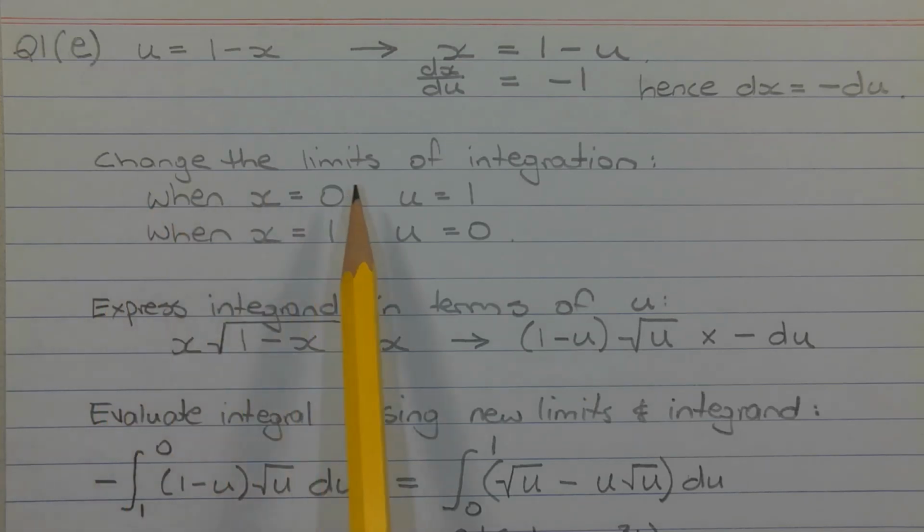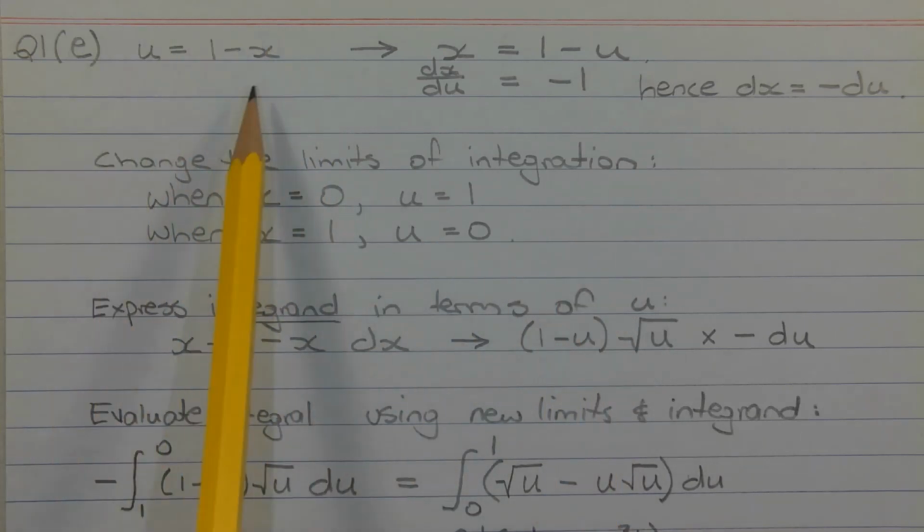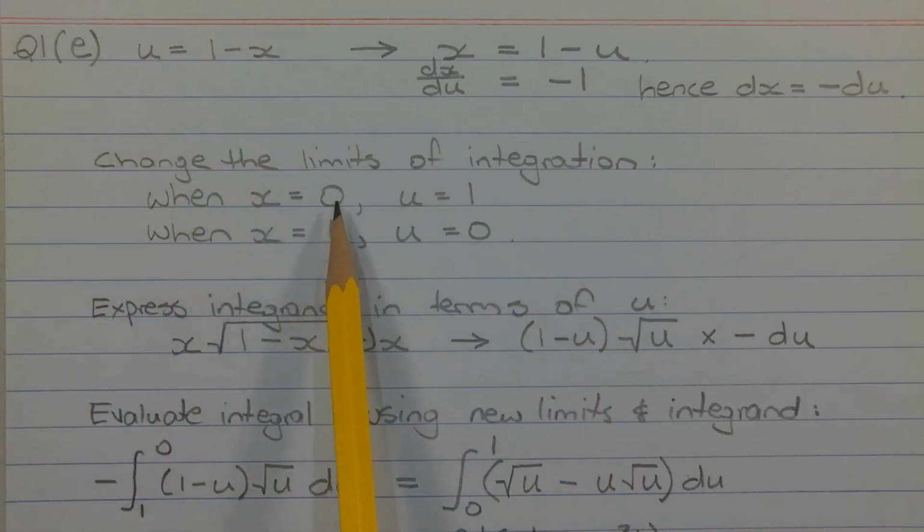Next, we change the limits of integration using the original substitution. So when x equals 0, u is equal to 1, and when x equals 1, u is equal to 0.